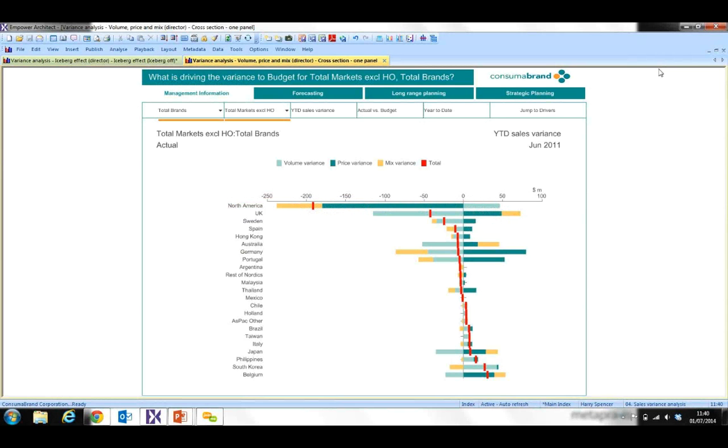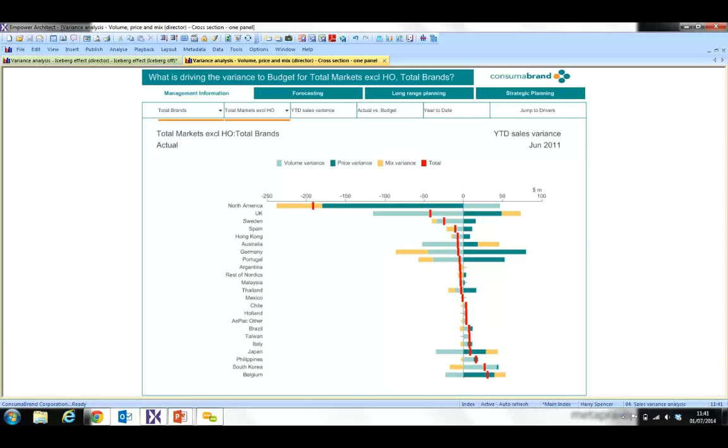So on the screen, I have a dashboard that is an anonymized version of some data that we've collected from a consumer products company. Our consumer products company is selling soft drinks globally in countries around the world. What we're looking at here is the year-to-date sales variance by country, broken down into volume variance, price variance, and mix variance, ranked in order of size of the total variance, starting with the most negative variances. So we started with the bad news.